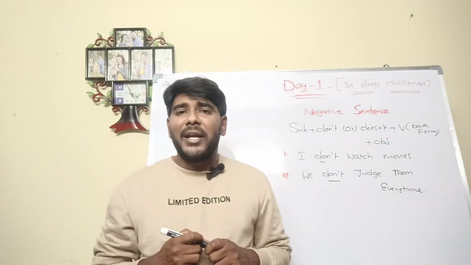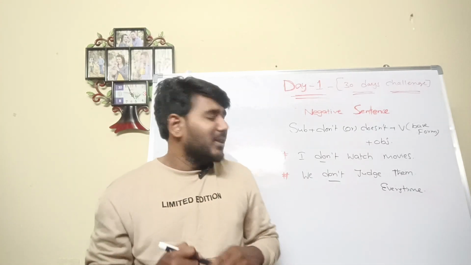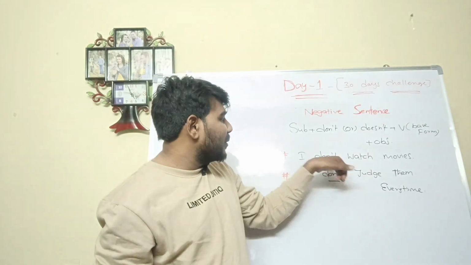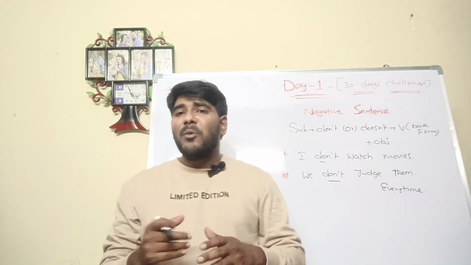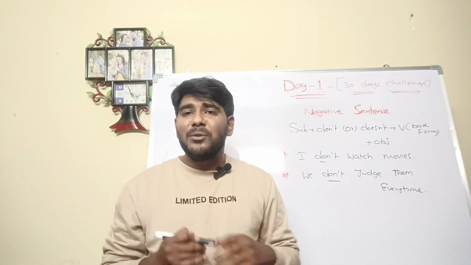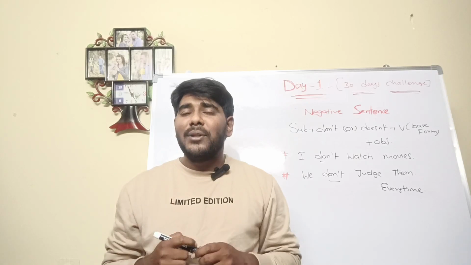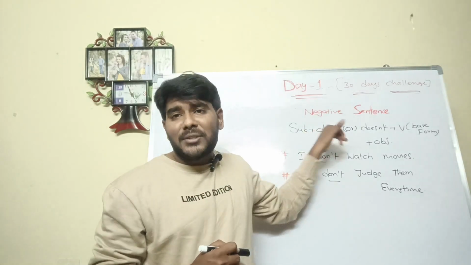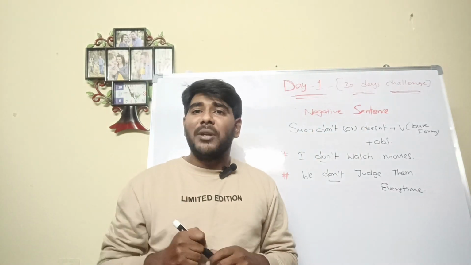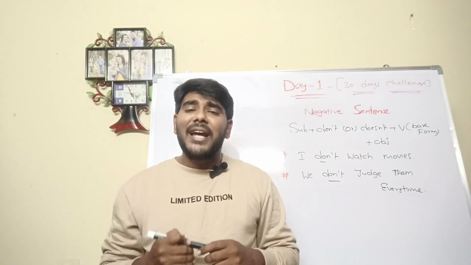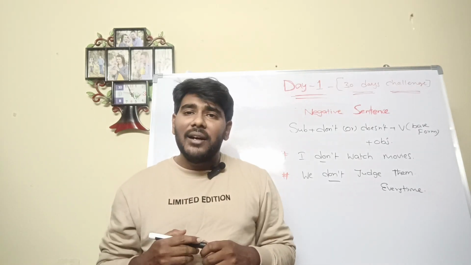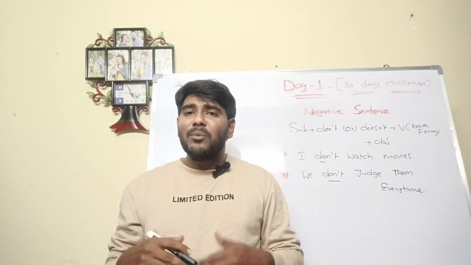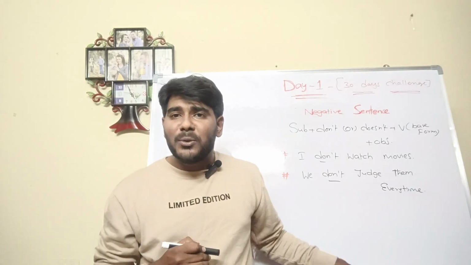Now let's take a look at relevant examples on don't. If you see the examples here, I don't watch movies, we don't judge them every time. So remember one thing, my dear friends, the best way to learn and practice these examples is to learn the structure first, then put it down on paper. After that, recite them as many times as you want to others, so that you become perfect in using them, and you can also sound more advanced in using do and does.